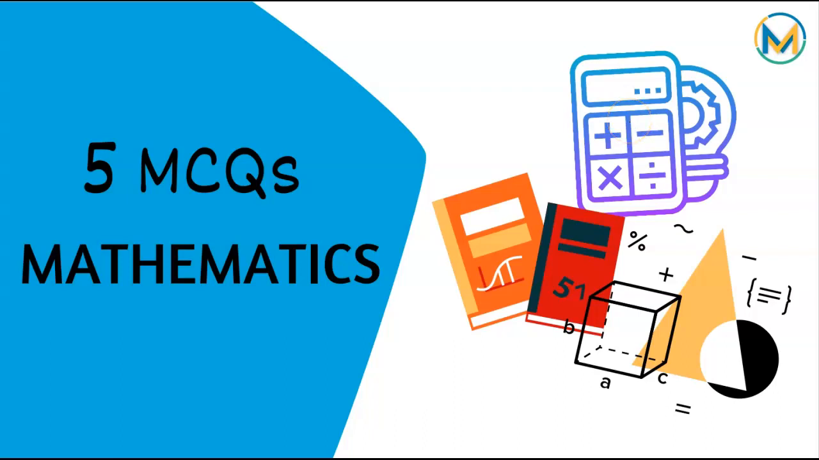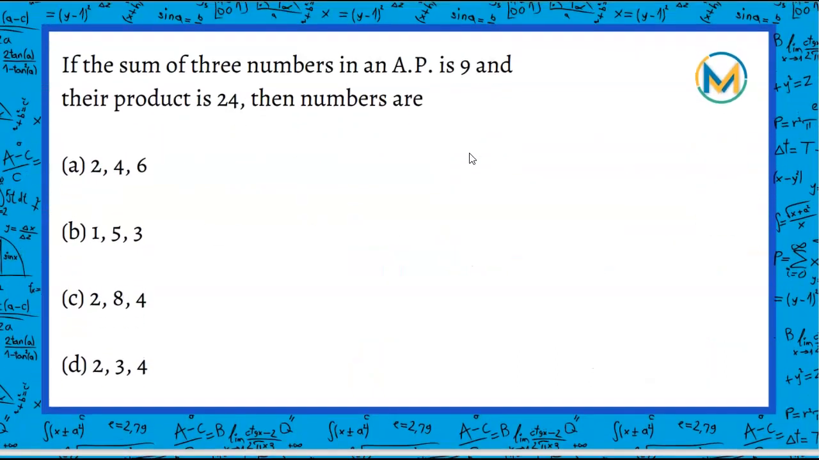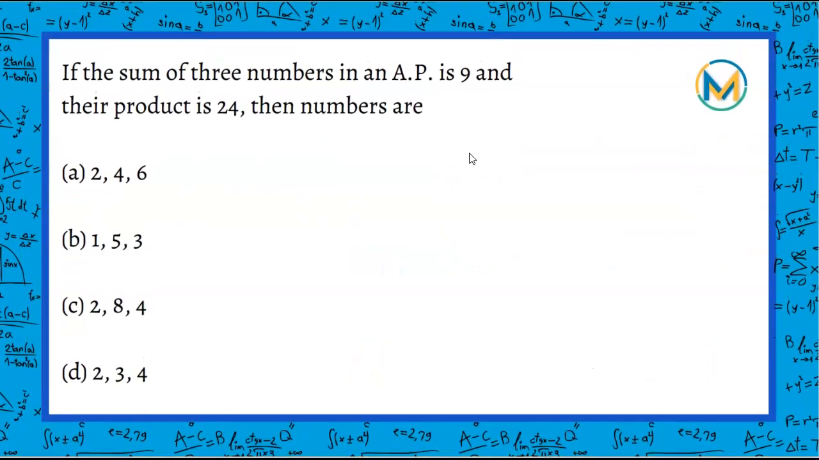So we'll be solving MCQs based upon the chapter called arithmetic progression, and the first question is here. The question says, if the sum of three numbers which are in AP is 9 and their product is 24, then the three numbers are.